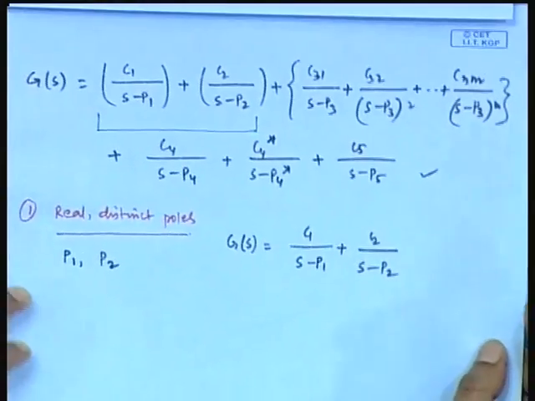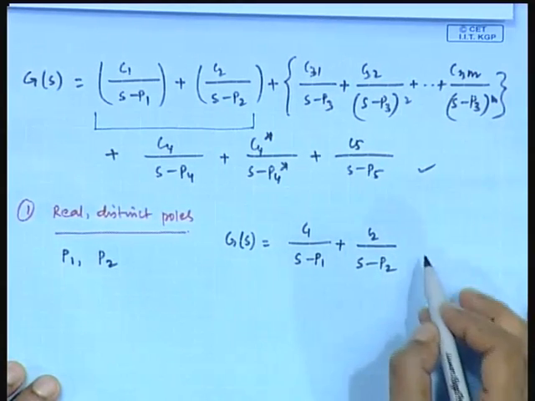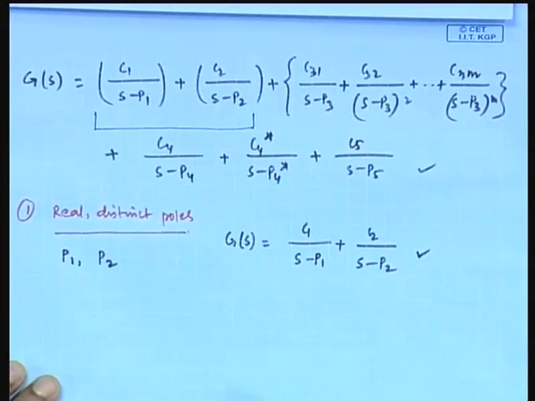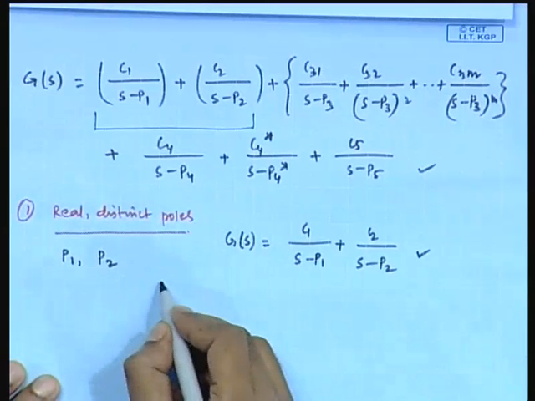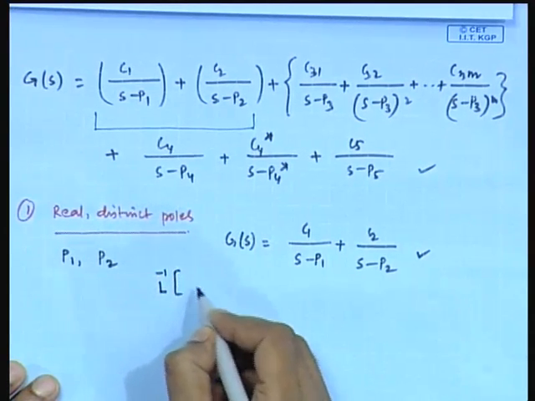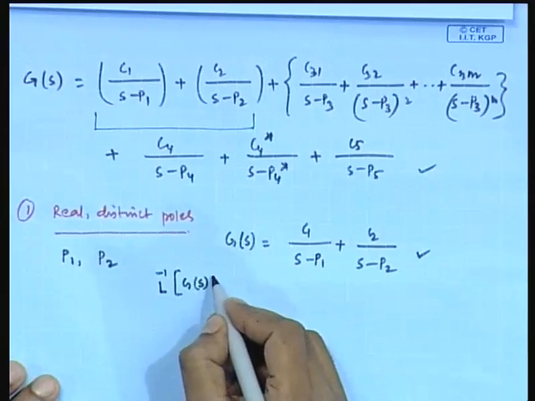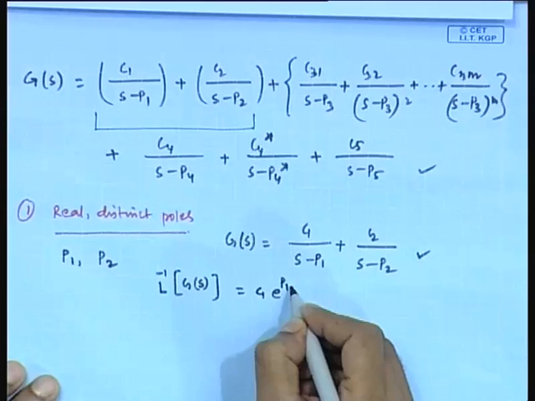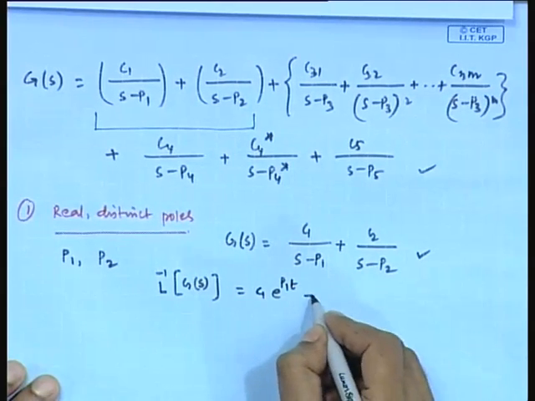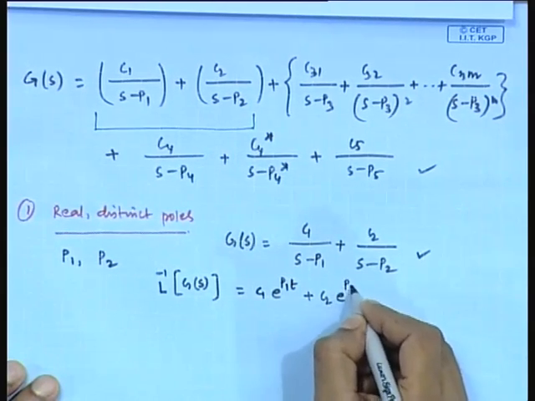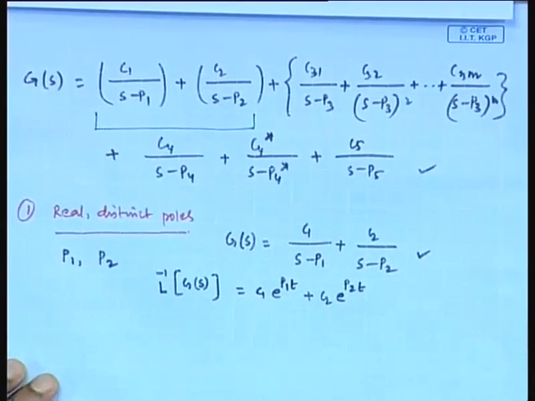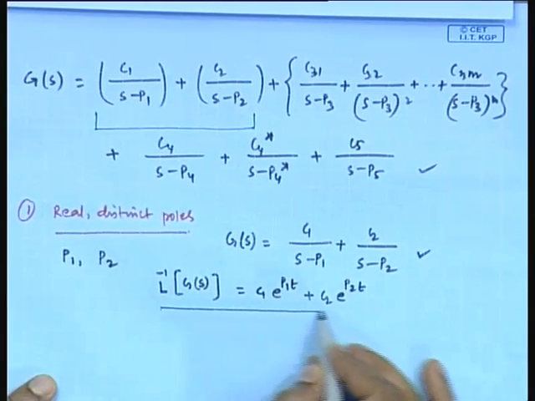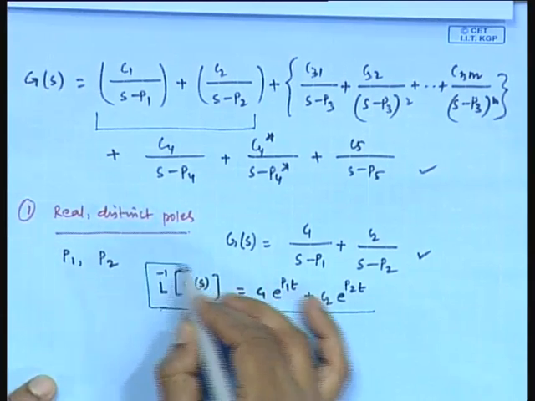One pole P1 is in the left of the imaginary axis and another pole P2 is in the right of the imaginary axis, and the transfer function is represented by this equation, G(s) = C1/(s - P1) + C2/(s - P2). Now, if we take the inverse Laplace transform, what do we get? We get C1 exponential of P1 t plus C2 exponential of P2 t.